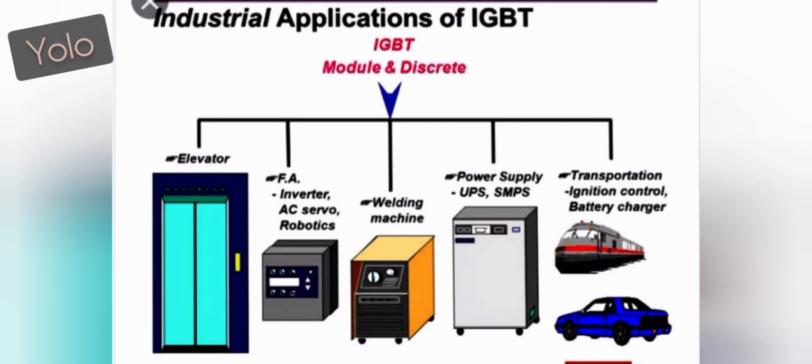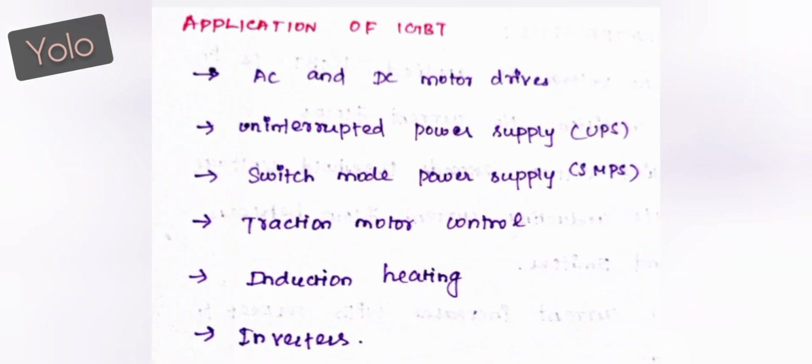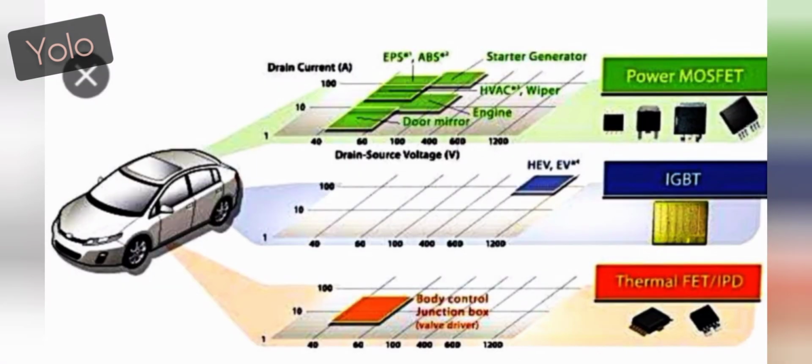Application of IGBT. IGBTs are used in various applications such as AC and DC motor drives, uninterruptible power supplies, that is UPS, switched mode power supplies, that is SMPS, traction motor control, induction heating, and inverters. These are the applications where we use IGBT.